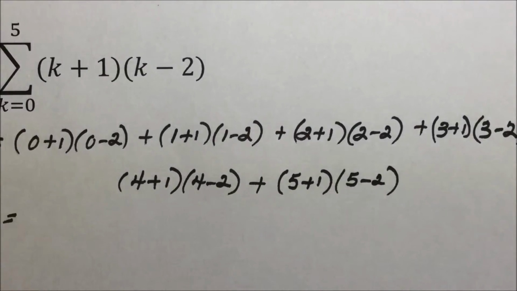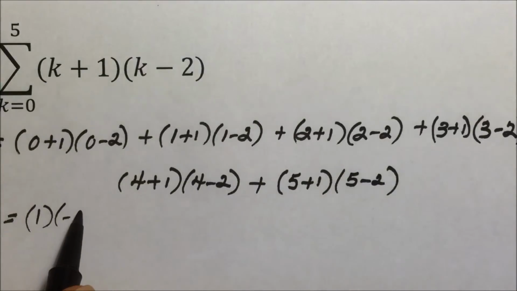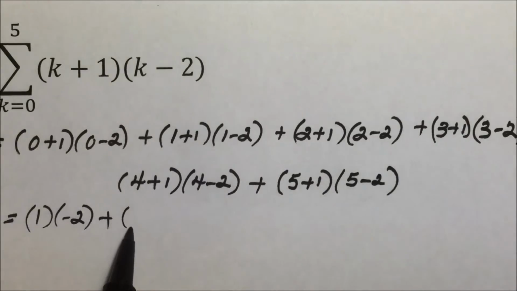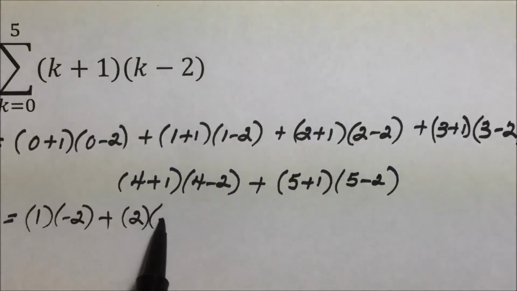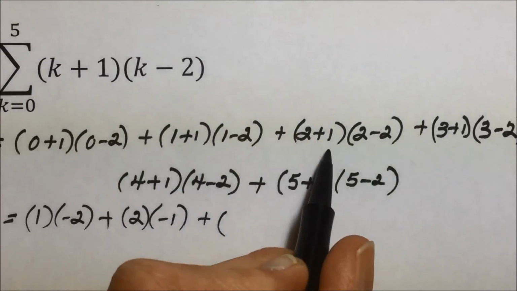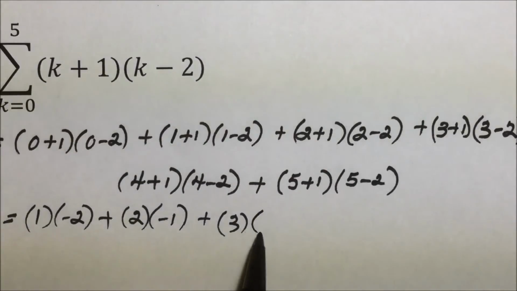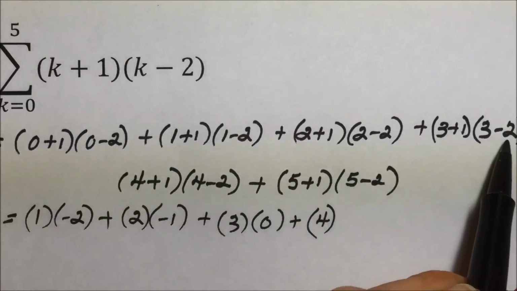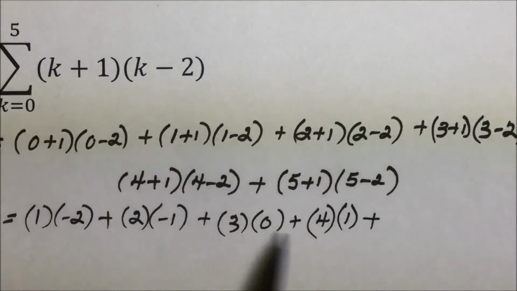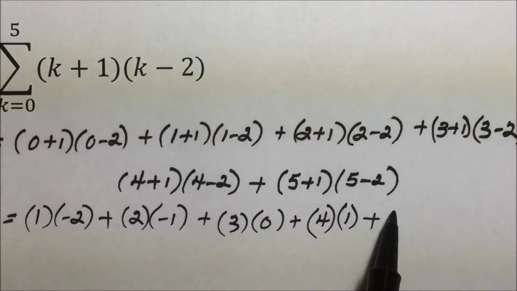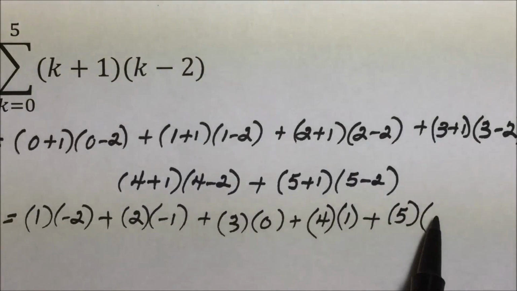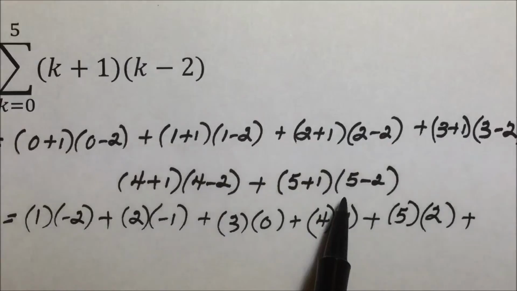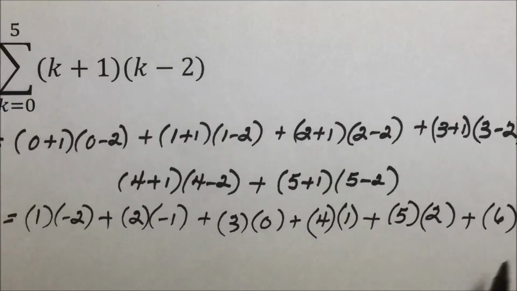Simplifying this series then, we have 0 plus 1 is 1, times 0 minus 2 is minus 2. 1 plus 1 is 2, 1 minus 2 is negative 1, plus 2 plus 1 is 3, 2 minus 2 is 0, plus 3 plus 1 is 4, 3 minus 2 is 1, plus 4 plus 1 would be 5, times 4 minus 2 is 2. Last term, 5 plus 1 is 6, and 5 minus 2 leaves us with 3.